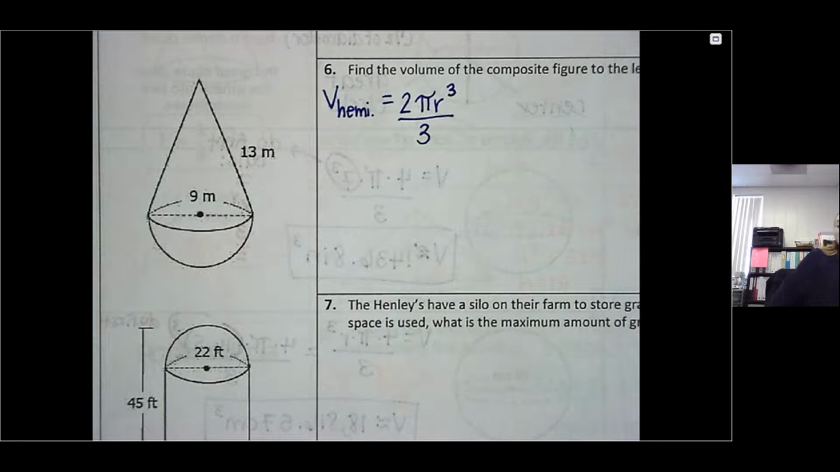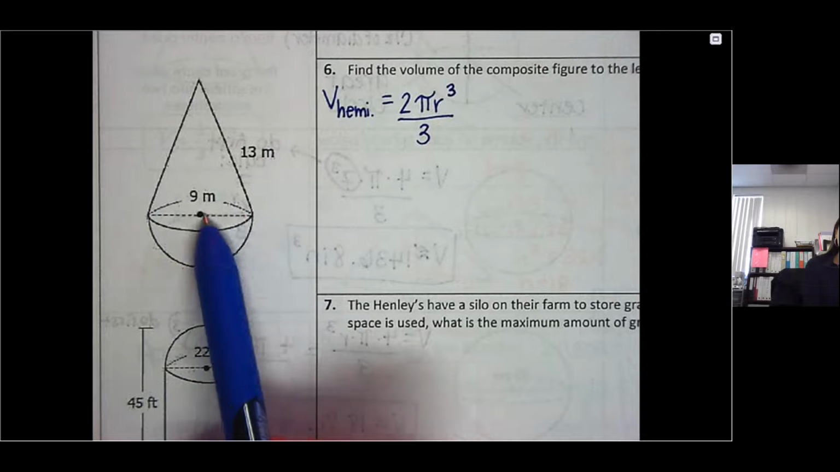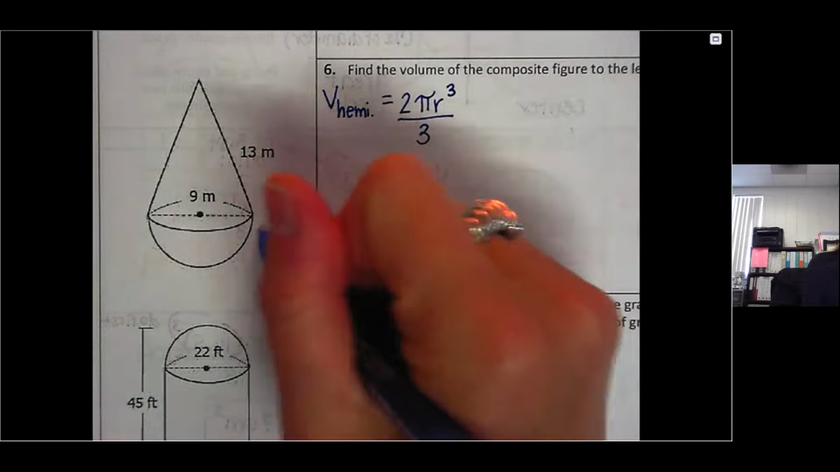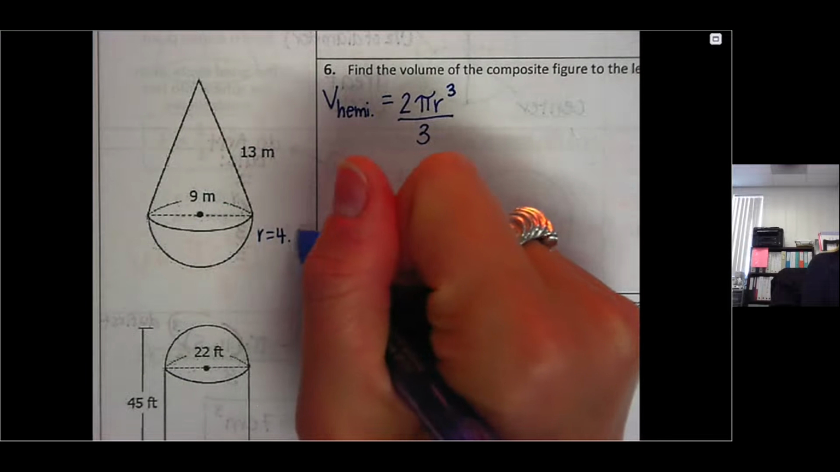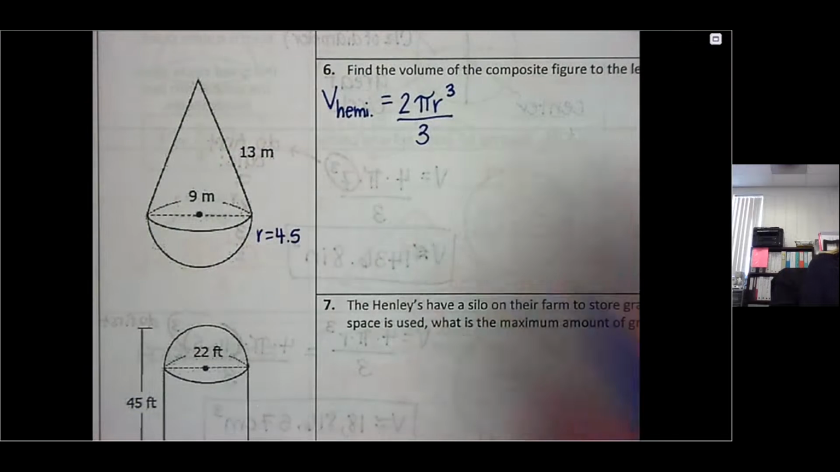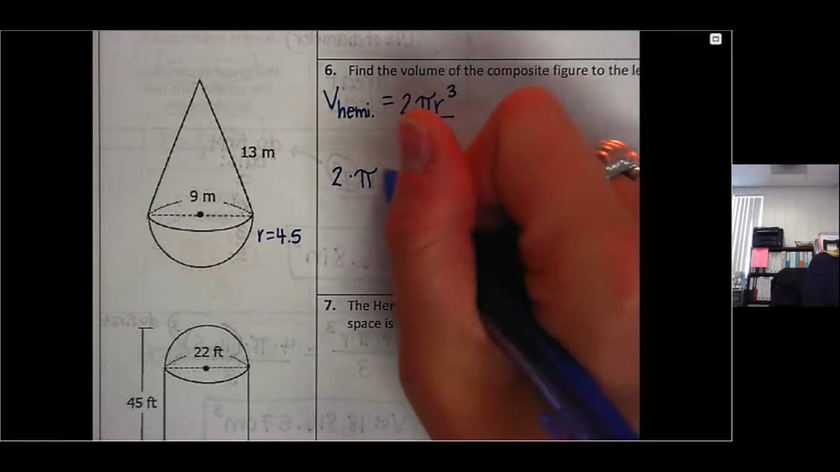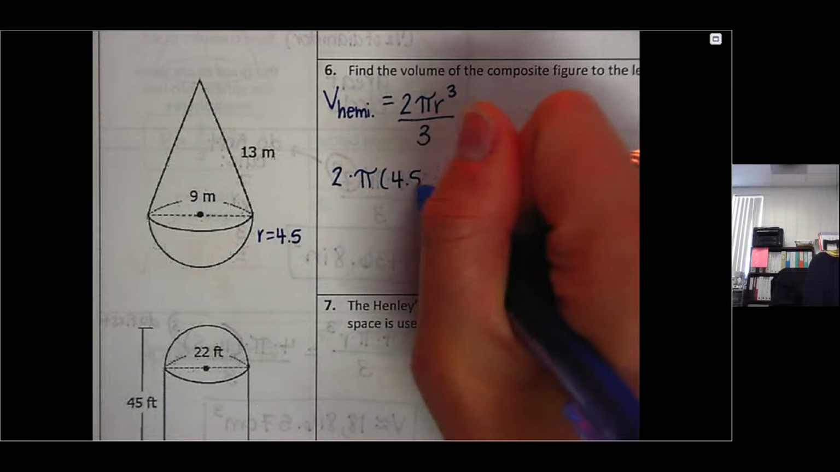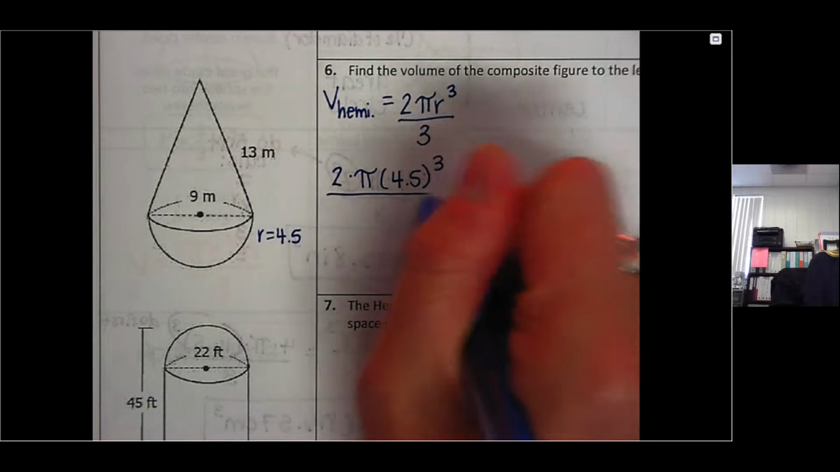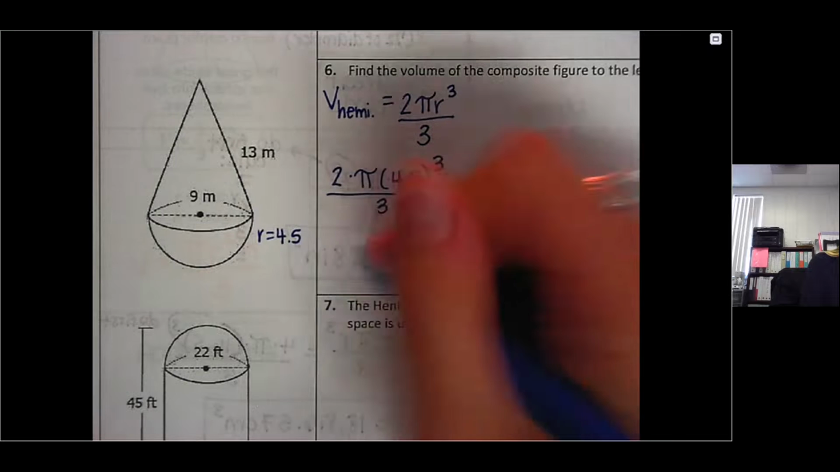The only thing I need to plug in is the radius. What's the radius? No, it's not. 4.5. It's half of 9 is my radius right here. Okay, which means all you have to do is plug in. So take a second, just like before. I want you to plug that in into your calculators, and we'll see if we get the same thing.